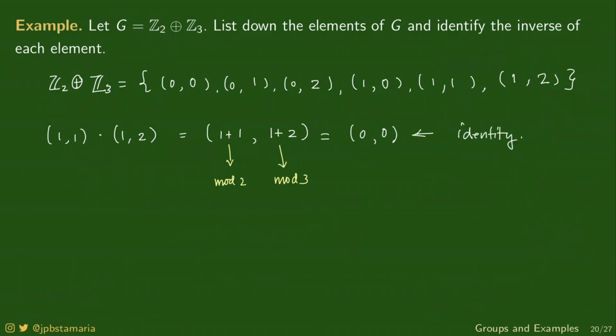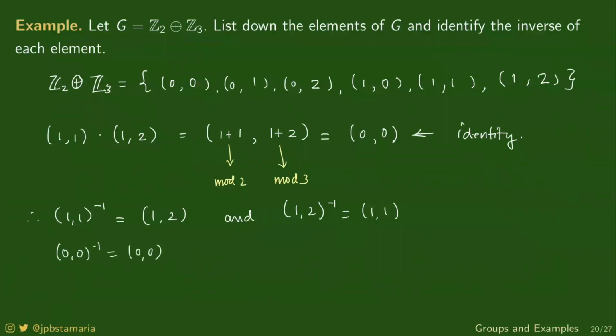Ano natuklasan natin? Kung ang product nila ay identity, that means to say na ang inverse ni 1, 1 ay actually si 1, 2. Diba? Ang inverse ni 1, 2 is also, of course, 1, 1. Sige nga, sabi dito, kunin daw natin yung inverse ng lahat eh. Alam ba yung inverse na ito? Itself, no? Kasi yan lang ang i-add mo sa 0, 0 para mag 0, 0. How about the inverse of 0, 1?